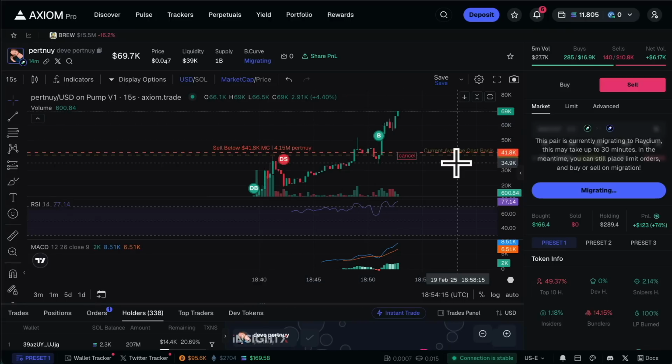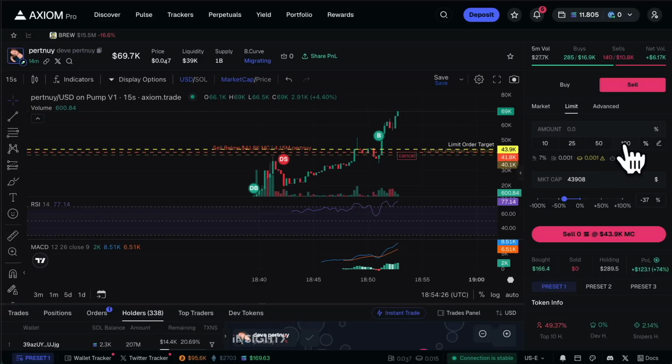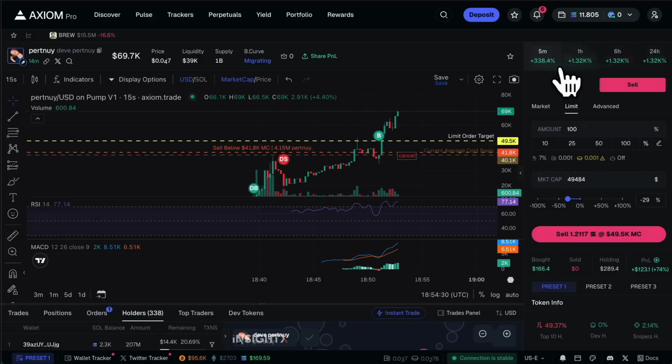And I've already put a limit order to sell. So when you go to sell limit, you can put in your limit order target. You can move this around, you see the line moves around, and you can decide exactly how much you want to sell, 100% at exactly what price. So that's how I set the limit order.